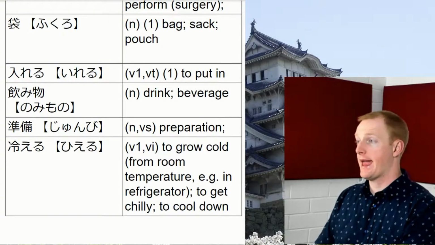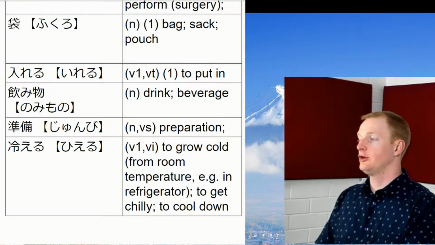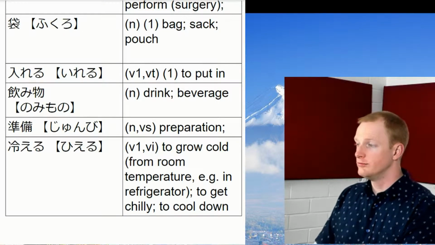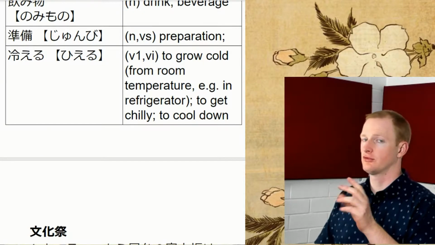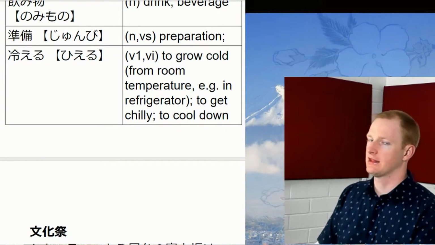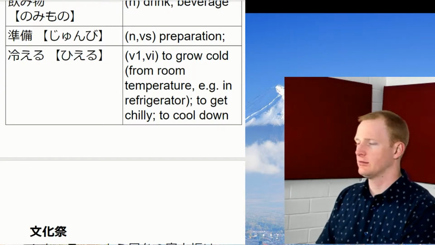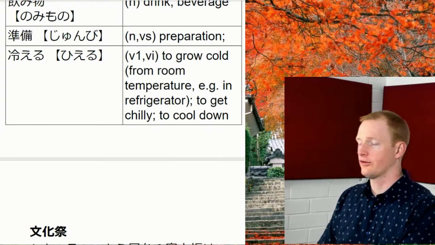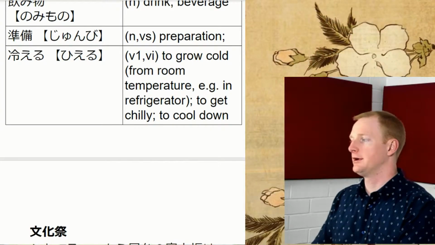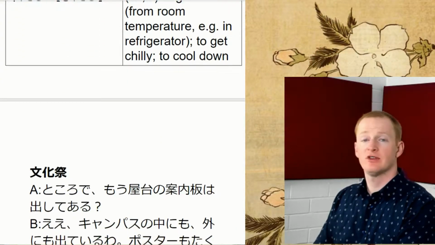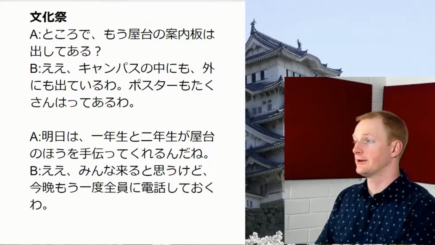Fukuro, right, this is our bag. Ireru, to put something in. Nomimono, our drinks. Junbi, preparation. And hieru, this is to kind of grow cold, and we're kind of talking about chilling things, right? So we're putting them in, in Australia, we would call this an eski. Maybe some of my international viewers might not know this word, but in Japanese you call it aisuboksu. It's just a cooler or something. All right, so let's see some sentences using these te-aru and te-oku to get an idea of what's going on.